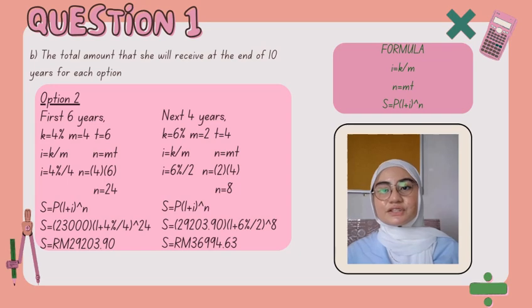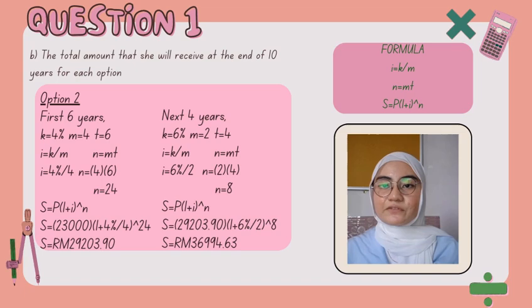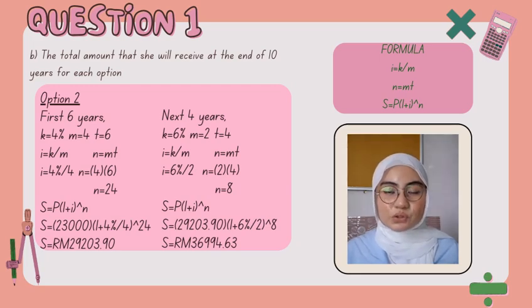For the first 6 years, we're just going to use the same method as before. So I equal to r per m and N equal to mt. So I equal to 4% per 4, and N equal to 4 times 6, so N is 18. Next we're just going to fill in the data into the method. The method is S equal to P bracket 1 plus I power of N. So S equal to 23,000 bracket 1 plus 4% per 4 power of 24.